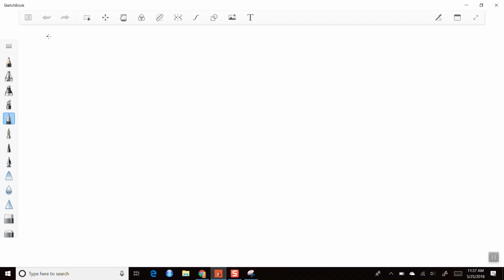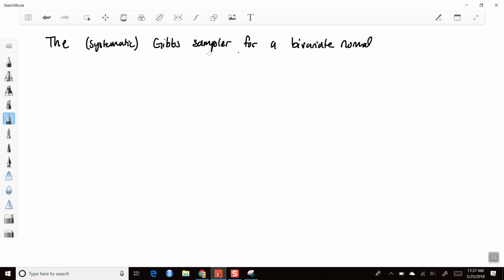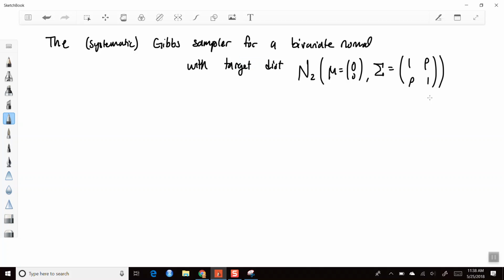All right, so this will be the systematic Gibbs Sampler for a bivariate normal with target distribution normal with mu equal to 0, 0, and sigma matrix 1, rho, rho, 1. Okay. So we'll let our coordinate x at time t be x1 at time t and x2 at time t.